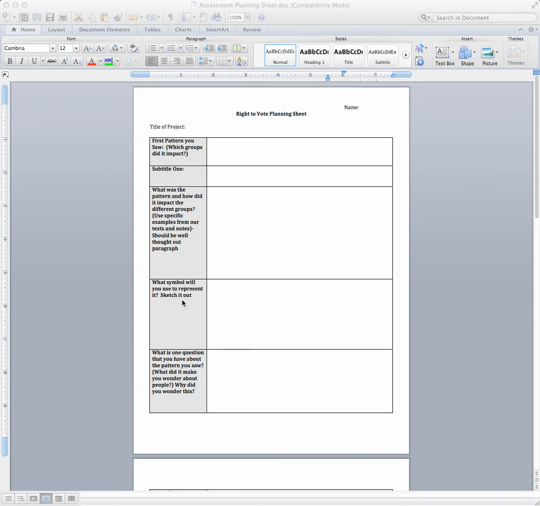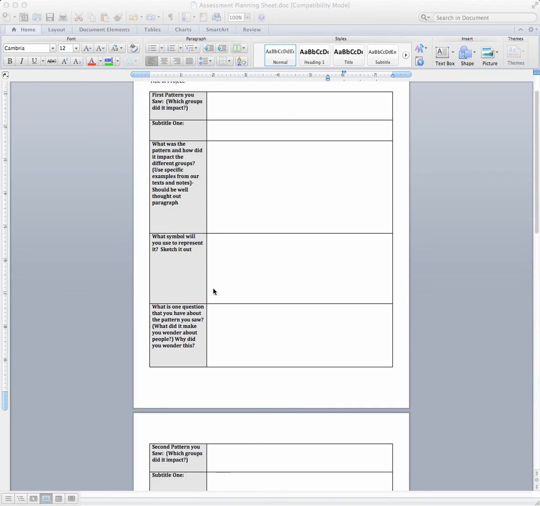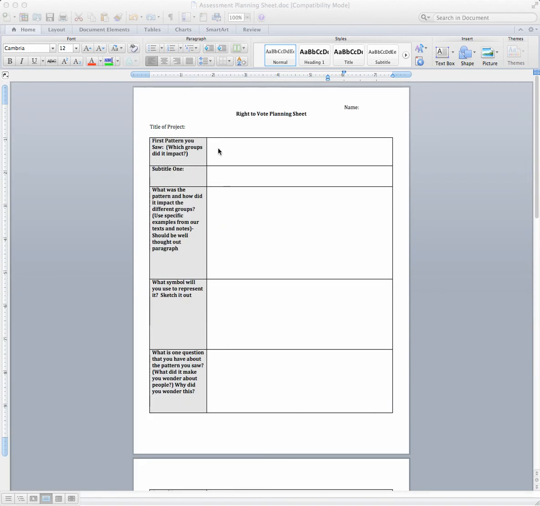There's two parts to the assignment. One is this 3-page handout right here where the students will describe a pattern that they saw, create a subtitle representing it, so you should think about what the main ideas in the pattern were and create a creative subtitle. Down here, the students will describe what the pattern was and be very specific in how it impacted the different groups. I am asking the students to create a visual symbol that would represent the pattern.